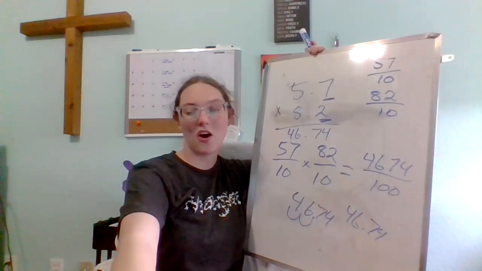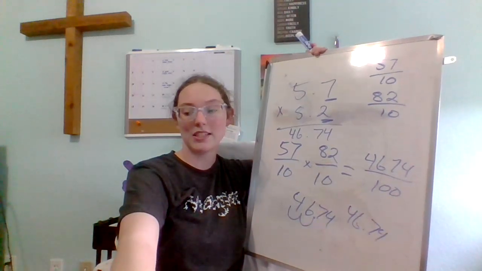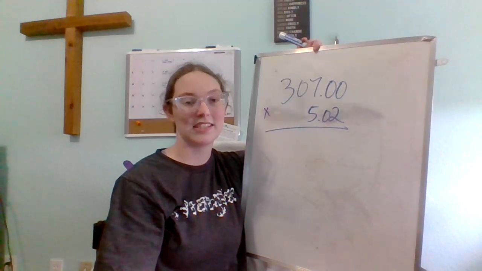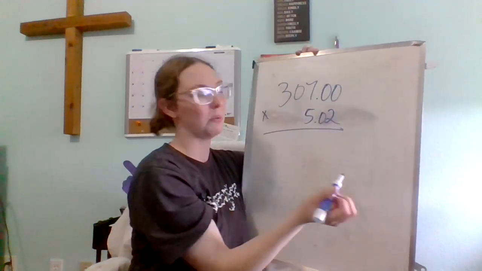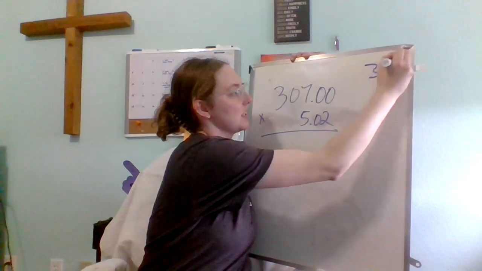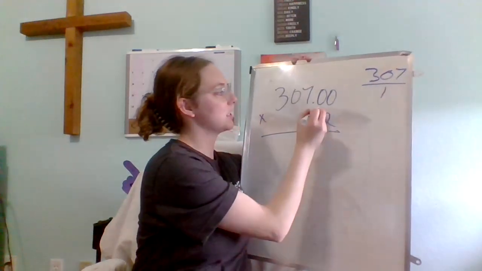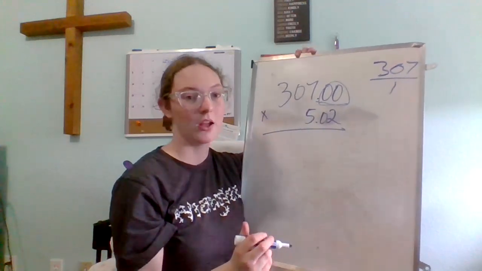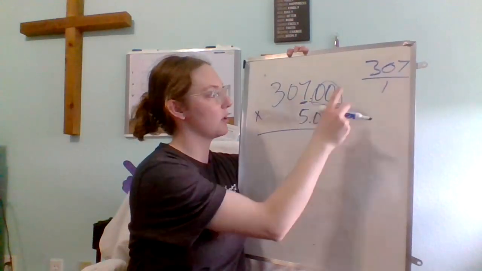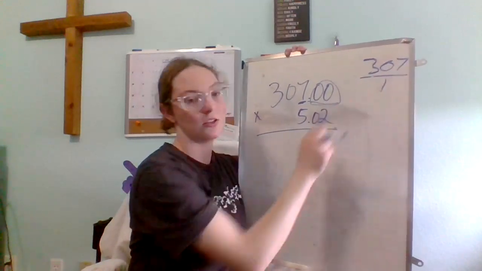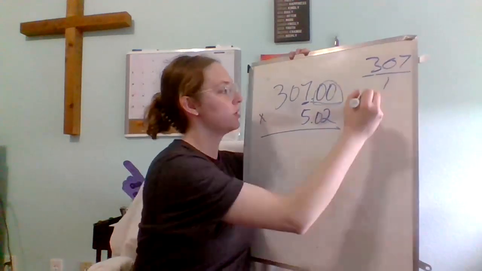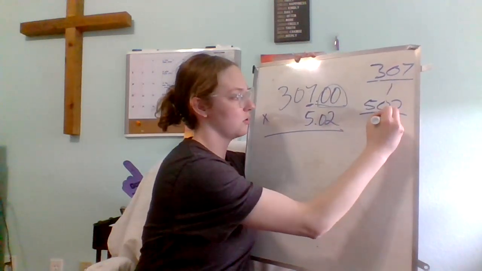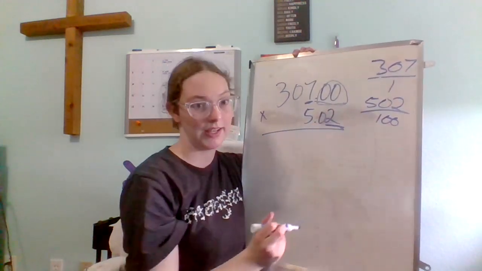Next problem we will be solving is 307 times 5.02. So you would find your fractions for this the same way you have been for the other problems. So it would be 307 over 1 because there are no numbers after the decimal, and so your 7 is in the ones place. Next you would do 502 over 100 because your 2 is in the hundredths place.